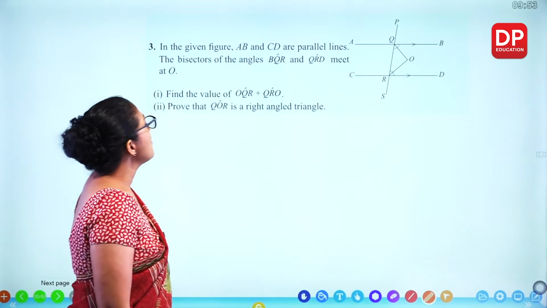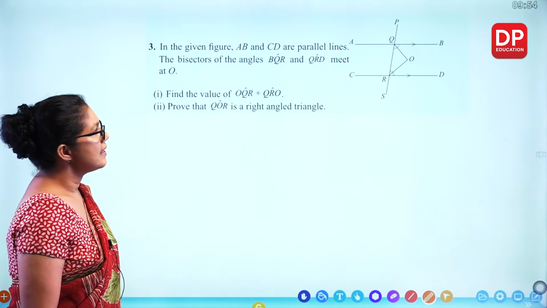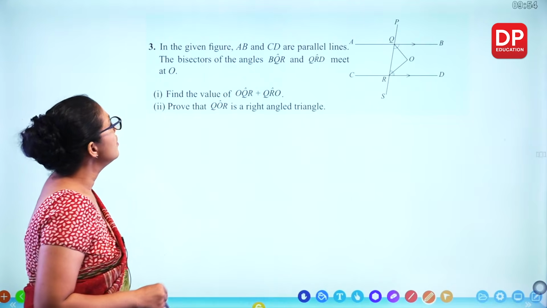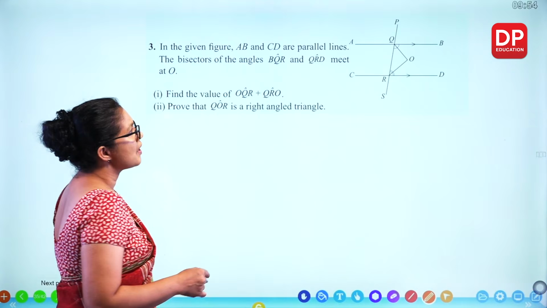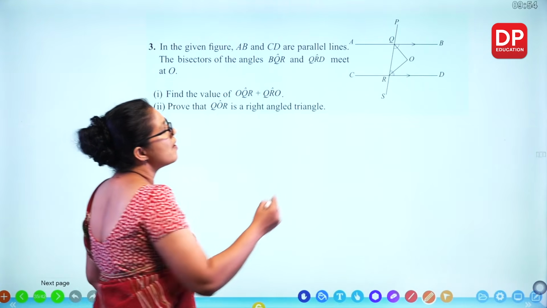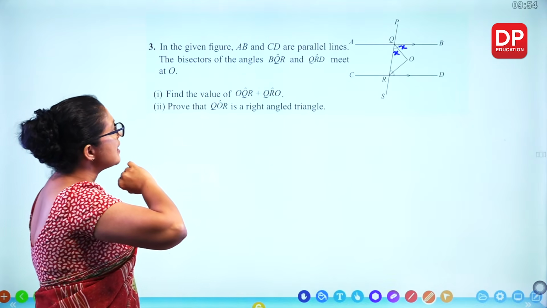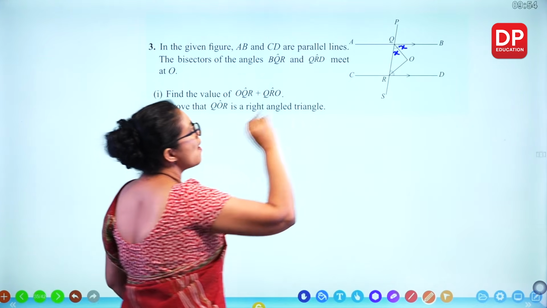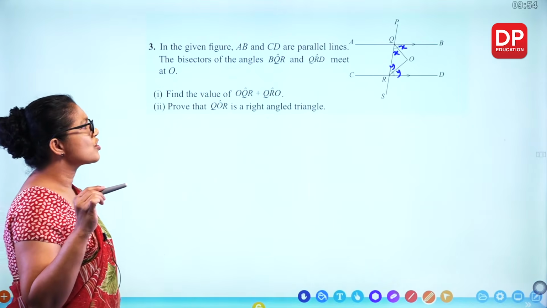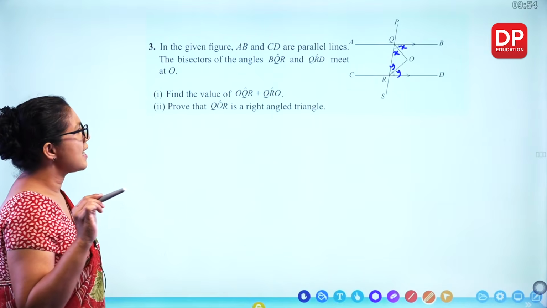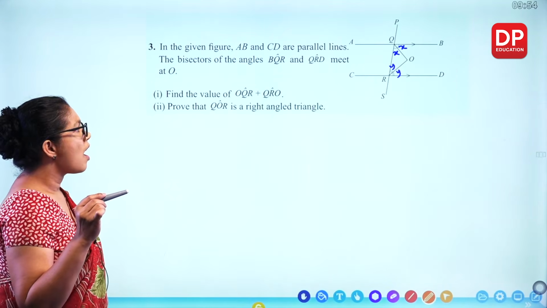Now we'll look at question number 3. In the given figure, AB and CD are parallel lines, already given there with an arrow. The bisectors of the angle BQR, this one, so that means X and X here, and QRD, this one. If this is Y, this is also Y. So similar to the previous question. Bisectors meet at O, find the value of OQR plus QRO.